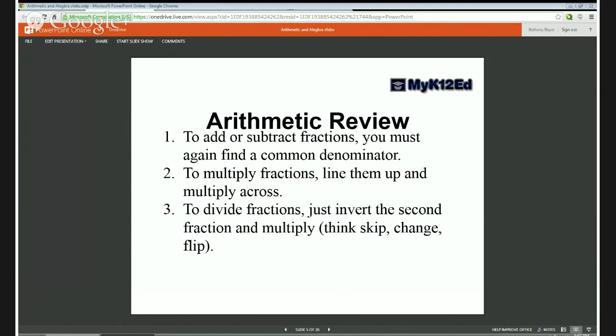To multiply fractions, it's much easier. You just line them up and multiply across the top and multiply across the bottom. So multiplying fractions is a little easier.